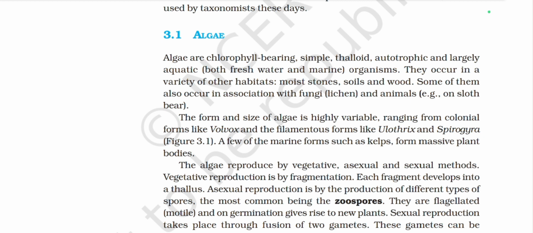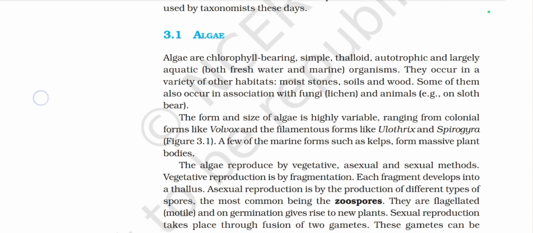The form and size of algae is highly variable, ranging from colonial forms like Volvox and the filamentous forms like Ulothrix and Spirogyra. A few of the marine forms, such as kelp, form massive plant bodies. The algae reproduce by vegetative, asexual, and sexual methods. Vegetative reproduction is by fragmentation. Each fragment develops into a thallus. Asexual reproduction is by the production of different types of spores, the most common being the zoospores. They are flagellated, motile, and on germination give rise to new plants.